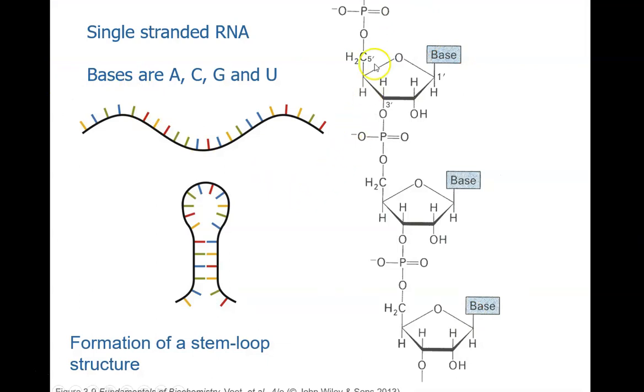So here's our single-stranded RNA. So we have A, C, G, and U, and here is our base, which is ribose, and this is going again in the 5' to 3' direction. And we can take this and we can form a stem loop structure. So we can base pair some regions of the RNA, but again, this forms in a single loop.